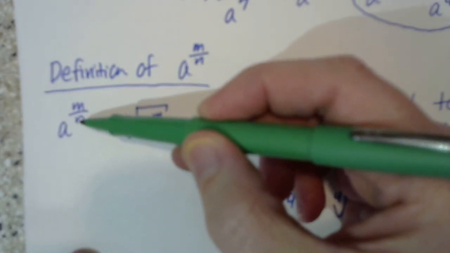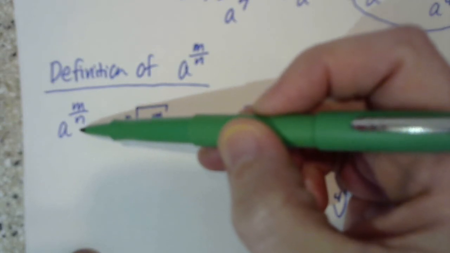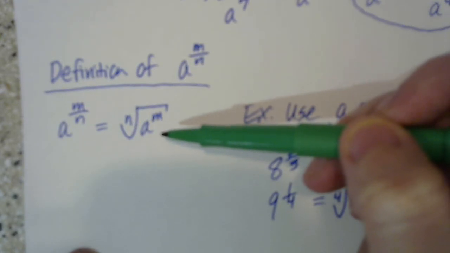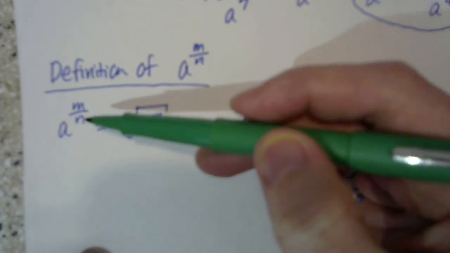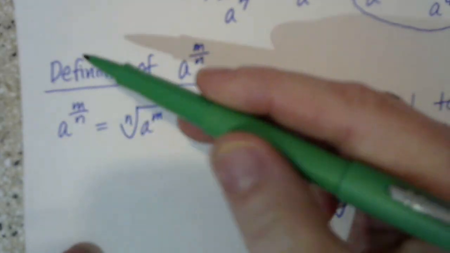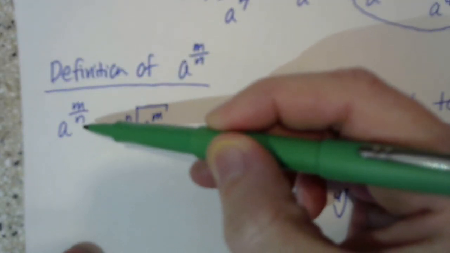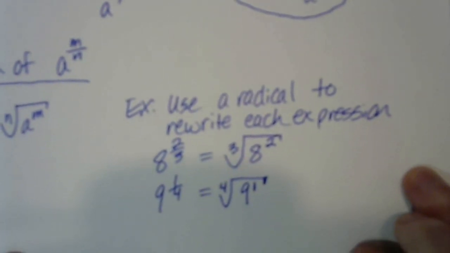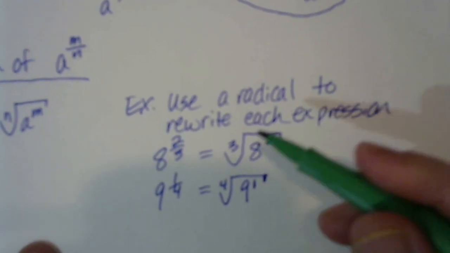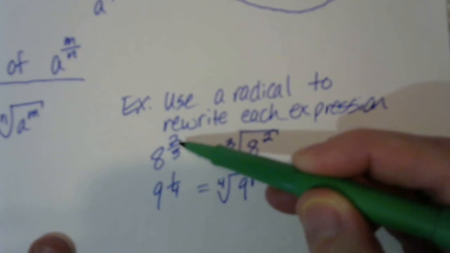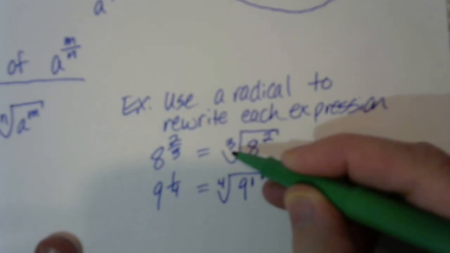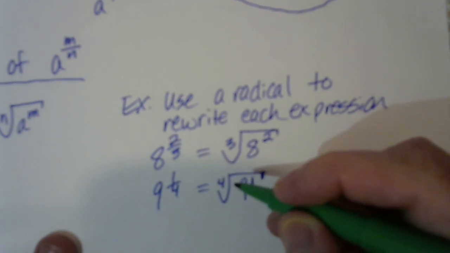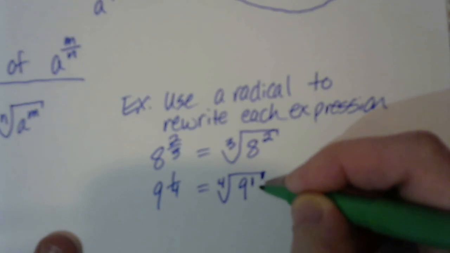Whenever I have a fraction exponent, the denominator is going to become the type of radical, and the numerator is going to stay on the inside with the base. So sometimes I like to say, always remember it's that bottom number that is the type of radical. Okay? So you have to rewrite sometimes. So you can use a radical to rewrite each expression. 8 to the 2/3 becomes the cube root of 8 squared. 9 to the 1/4 power becomes the 4th root of 9 to the 1st power.